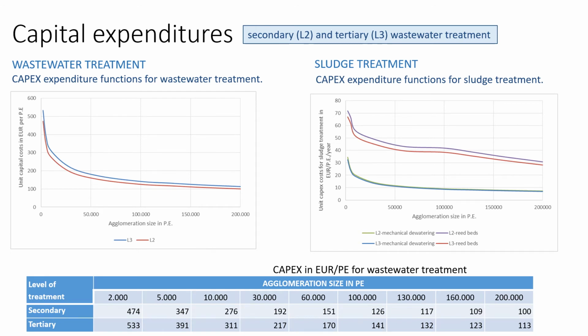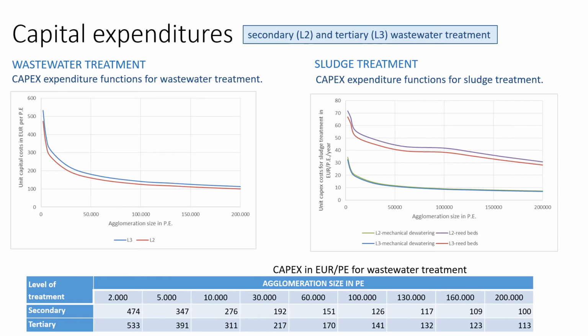Capital expenditures, or CAPEX, are related to investments in assets that will last for many years. CAPEX functions for secondary and tertiary wastewater treatment are on the left. The investment in a wastewater treatment plant for secondary treatment is around 11% cheaper than the investment in a wastewater treatment plant for tertiary treatment.